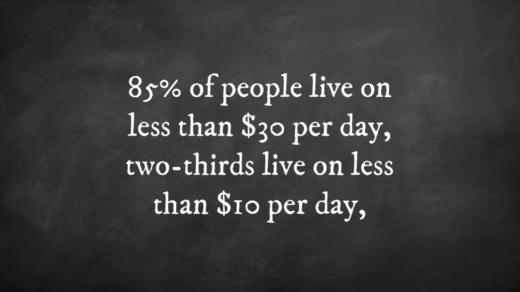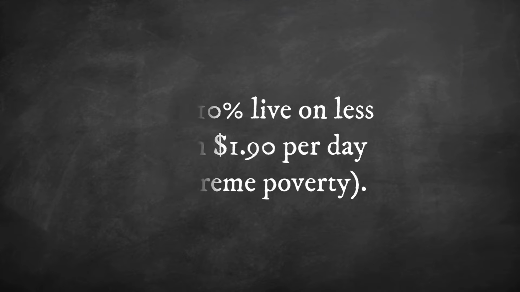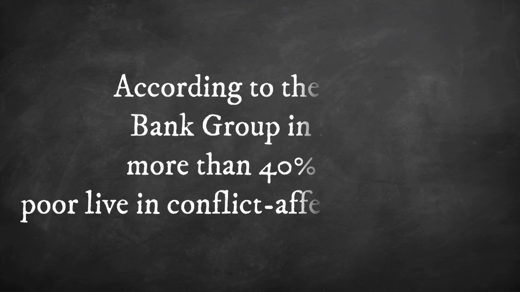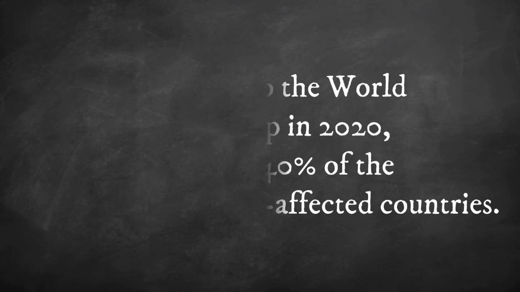85% of people live on less than $30 per day, 2/3 live on less than $10 per day, and 10% live on less than $1.90 per day, which is extreme poverty. According to the World Bank Group in 2020, more than 40% of the poor live in conflict-affected countries.